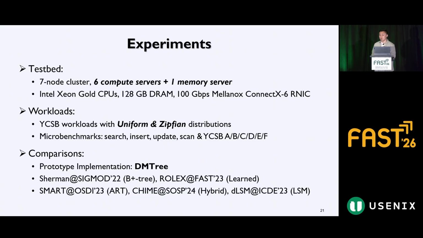For evaluation, we run experiments on a 7-node cluster, consisting of 6 compute servers and 1 memory server. We evaluate DMTree using YCSB workloads and both uniform and Zipfian key distributions, covering macro benchmarks and YCSB workloads. We compare our DMTree prototype against representative disaggregated indexing baselines as shown on the slides.